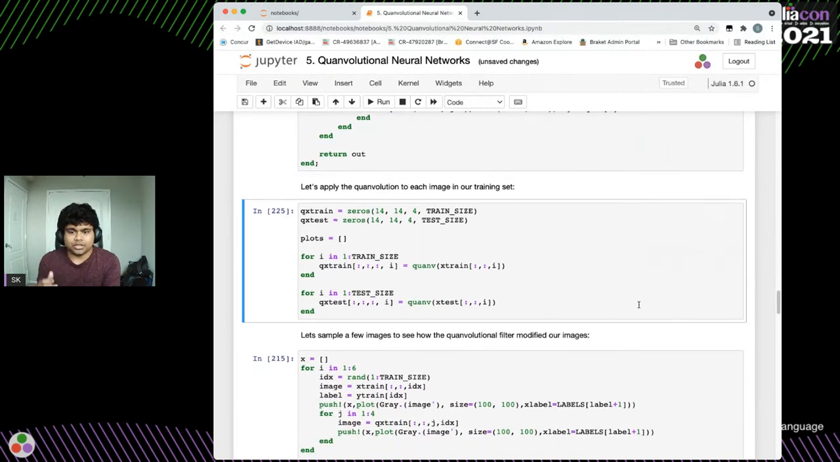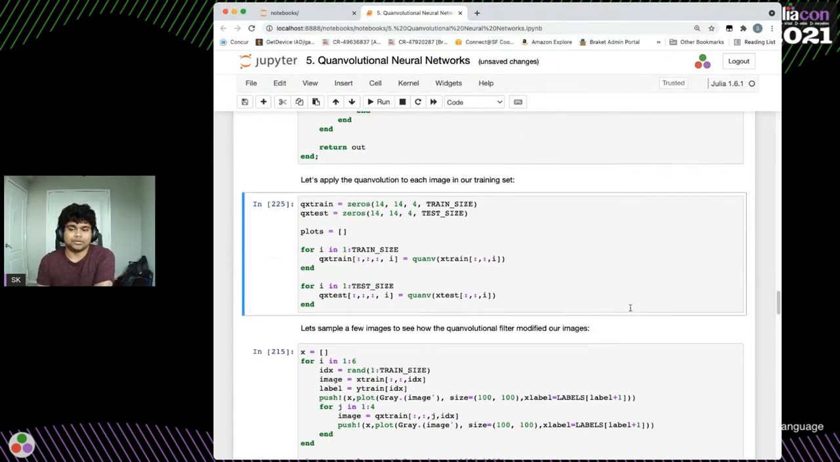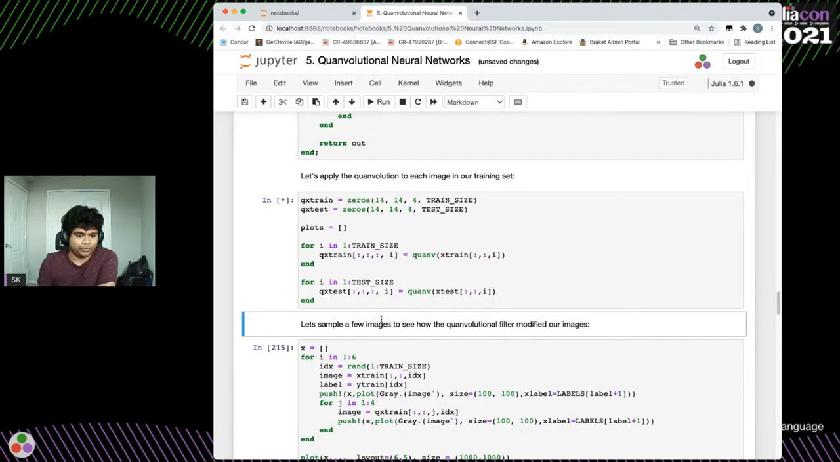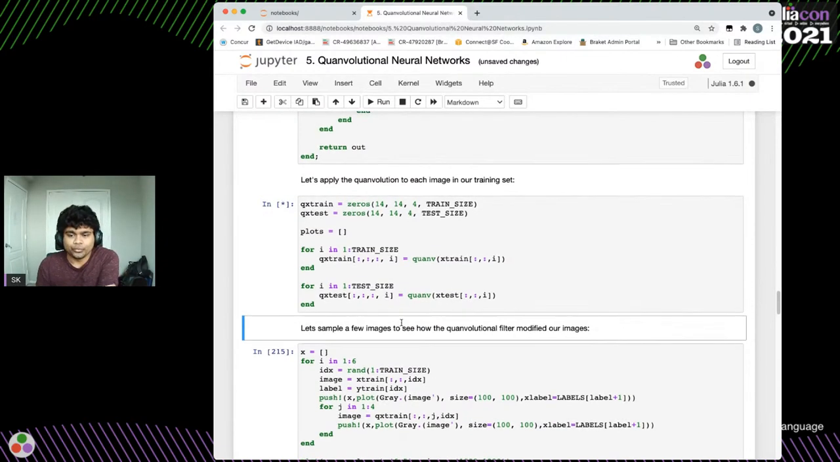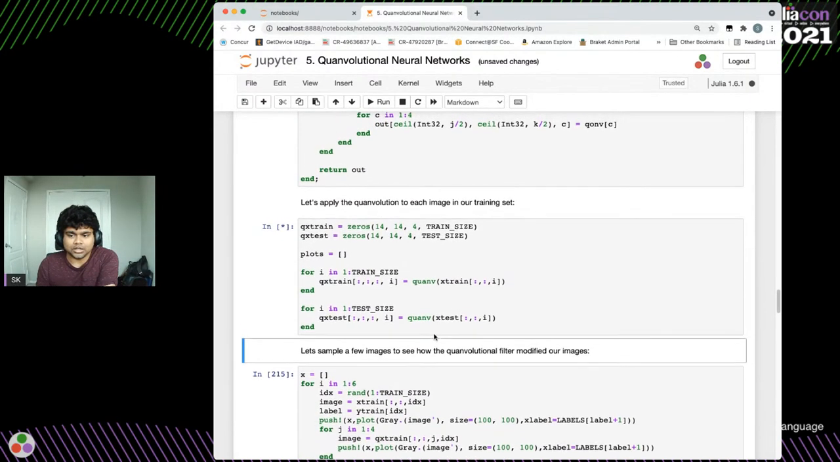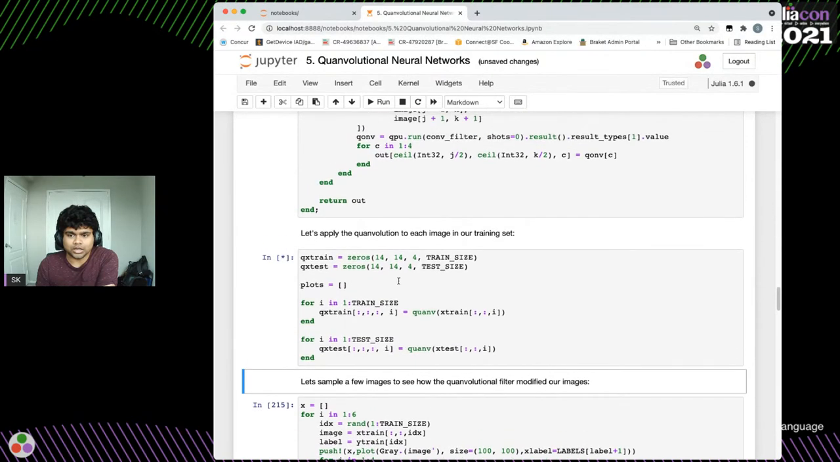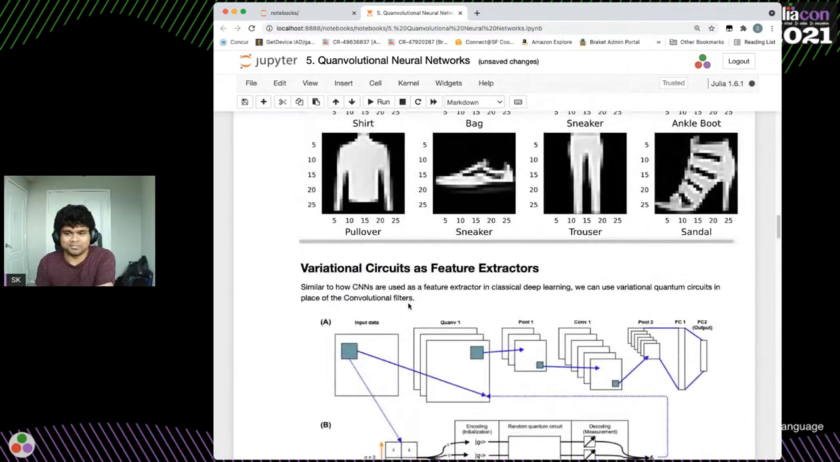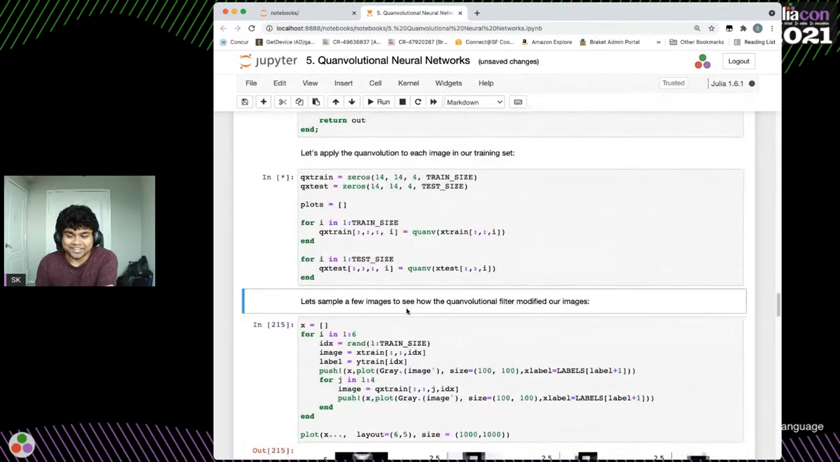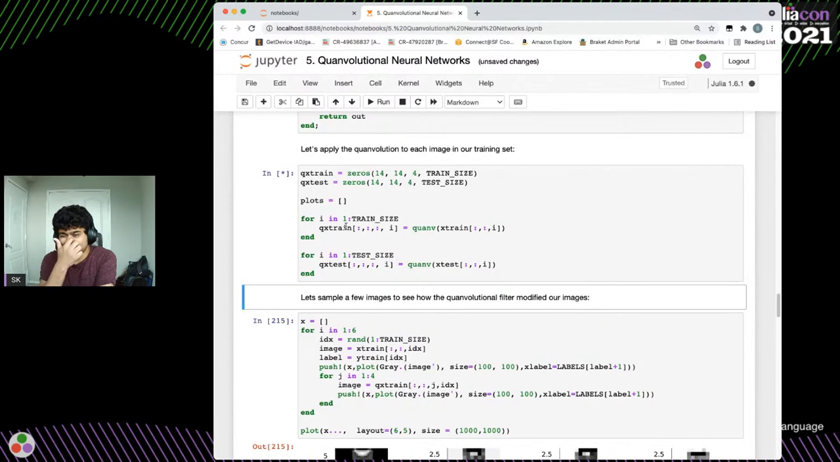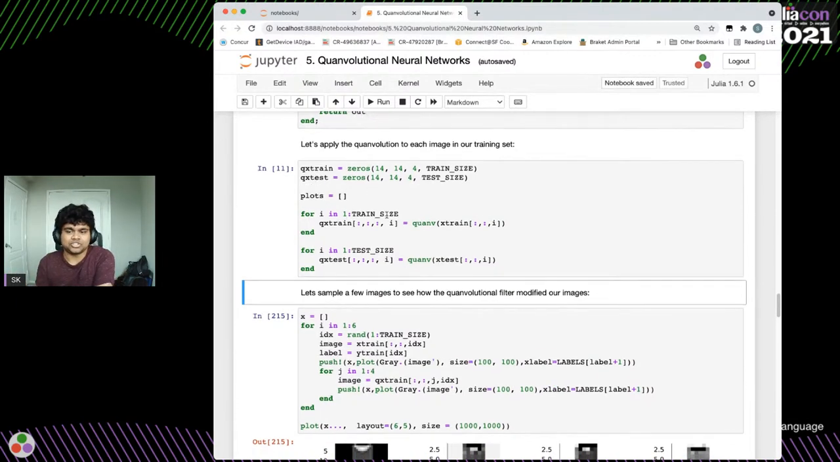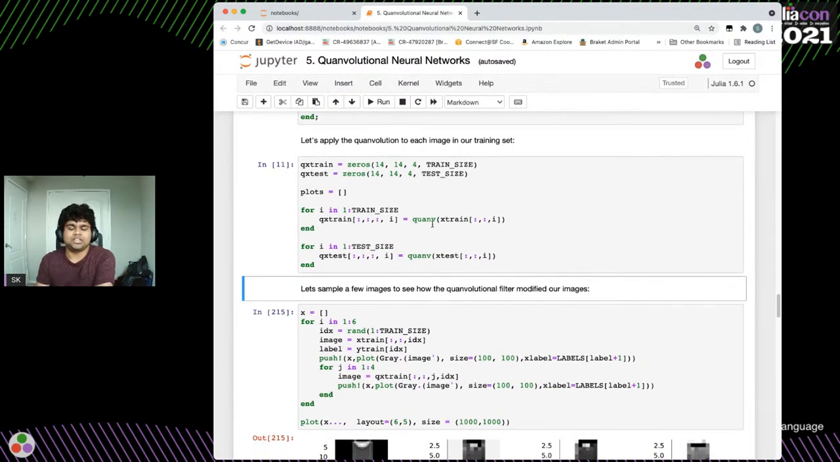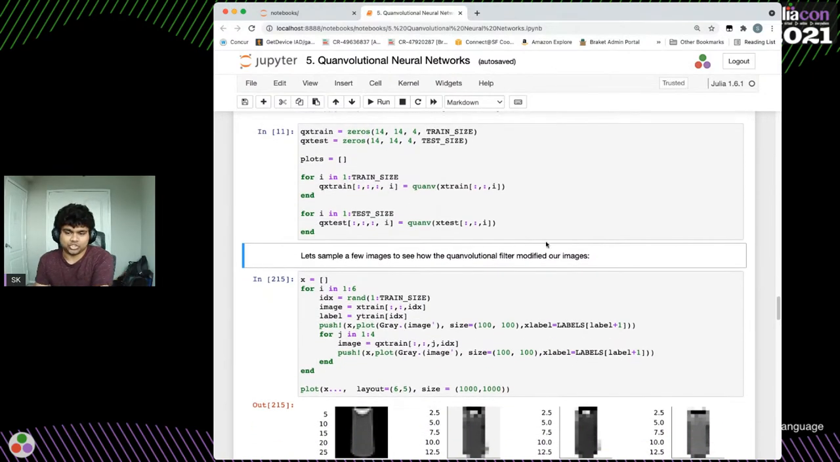So now what we're going to do is pre-process our entire data set with these convolutional filters. We're going to take a sample set of around 10 images, just so we don't spend the rest of today trying to train this. You take 10 training images and 10 testing images, and then you apply the convolutional filter to each of those images, right?